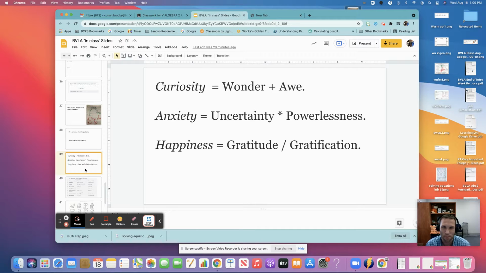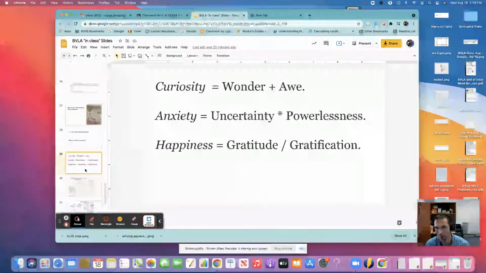And here's an example of not a true literal equation, but I think it's worth thinking about philosophically. A lot of things in life are boiled down to equations. We try to figure out what makes something. And so, curiosity equals wonder plus awe. Anxiety is equal to uncertainty times powerlessness, and happiness is equal to gratitude divided by gratification.